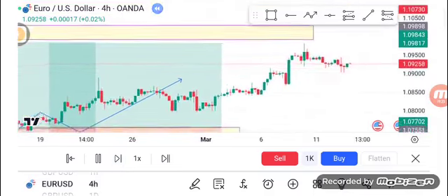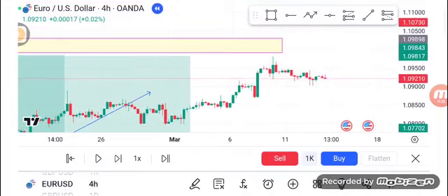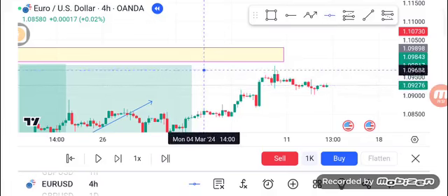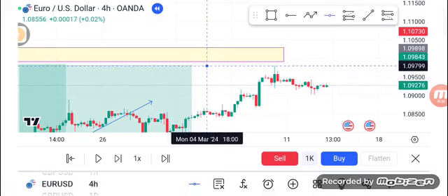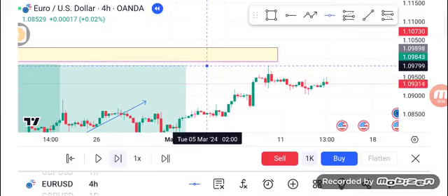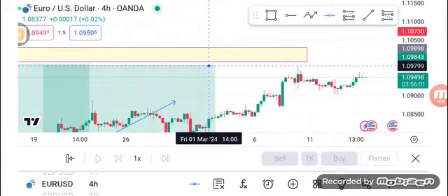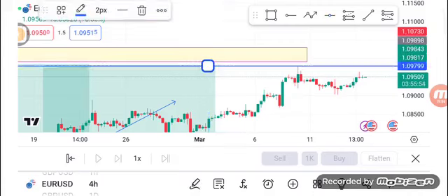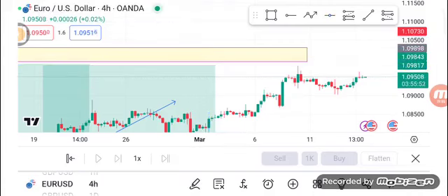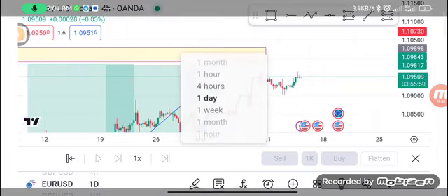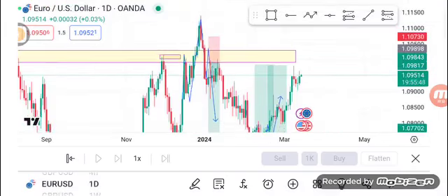Oh, we already hit TP. I didn't notice. Do you see that here? We already hit TP. So that's just it. Very simple, 3 steps. You get the current market direction, you mark out your key levels, and you take your entry.